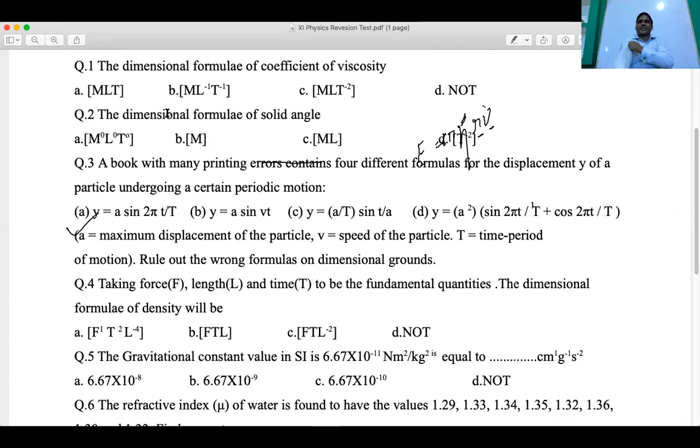Okay, this is one of the interesting questions. They have given force, length, and time as fundamental quantities. Now you have to find the dimensional formula of density. Option D, none of these? Density is mass by volume, but here M is not there. Sir, the dimensional formula of density equals F L to the power minus 4 T square.